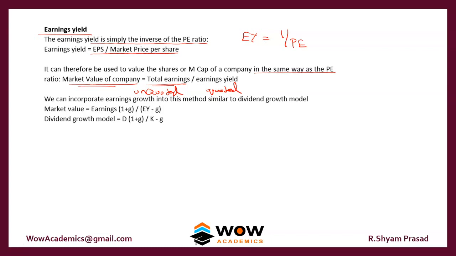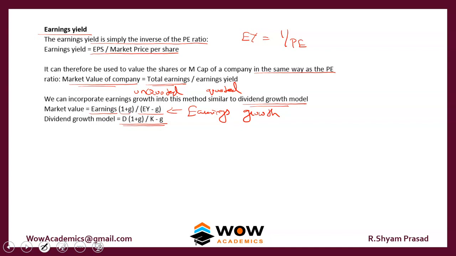We can incorporate earnings growth into this method similar to the dividend growth model. Okay, so you can also add the G here. For example, if you take the dividend growth model that we'll see later, the formula works like this. So the same approach can be used here. Earnings into 1 plus G divided by EY minus G. So if there's going to be earnings growth given in the problem, then you have to use this formula.